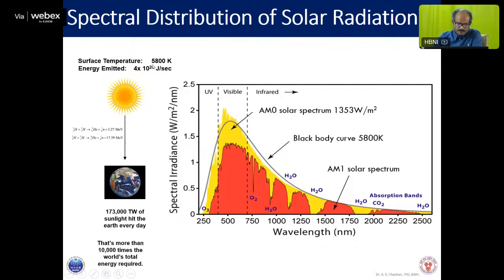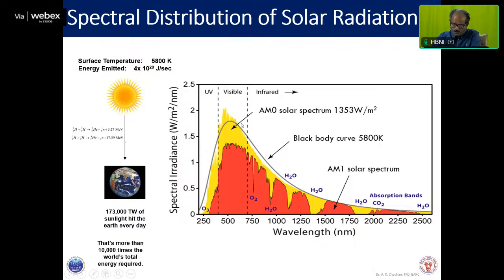As we say, the sun is at 5,800 Kelvin, and from our basic physics, any body at such a hot temperature is going to emit radiation, and that radiation we can find out by the black body radiation formula. If you plot the radiation, it will come like this. The top curve is the black body radiation curve, the emitted radiation curve at 5,800 Kelvin.